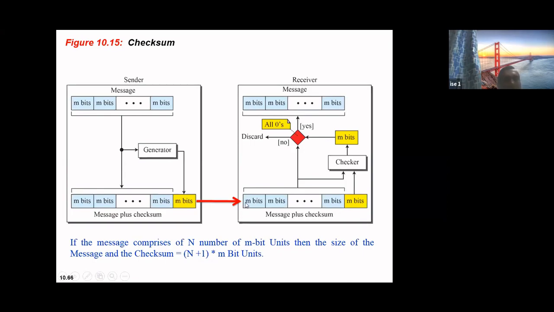This goes to the receiver. The receiver will take this entire 110 bits, feed the first 100 bits to the checker, and the 10 checksum bits are also fed to the checker, and another m bits are calculated. Now, if these m bits are all zeros, I'll accept the message bits. Otherwise, it is discarded. So this is the simple method.